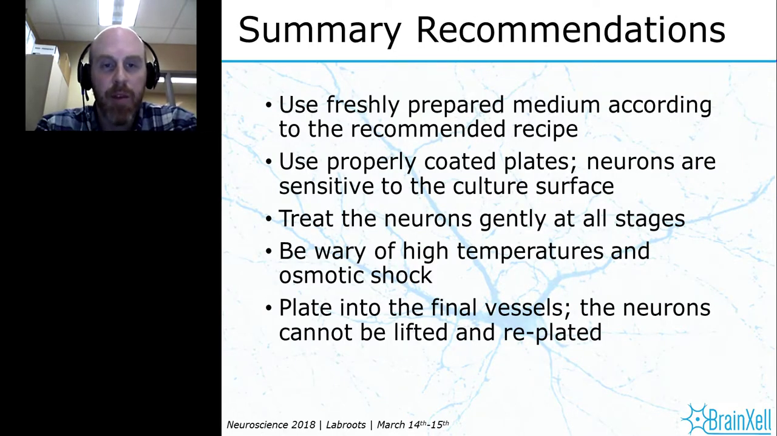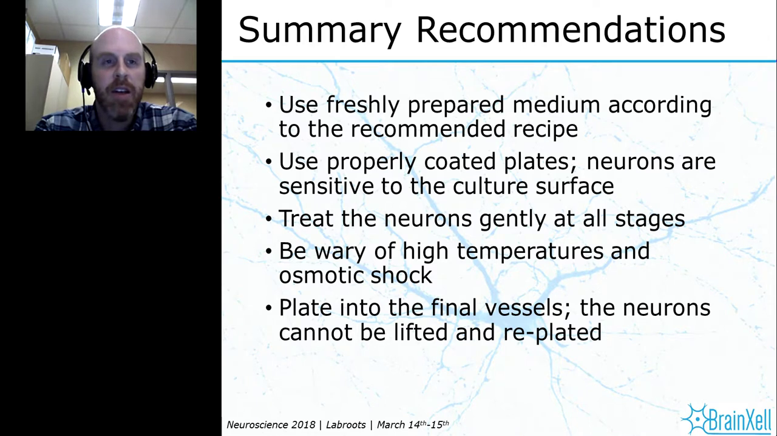Just to recap some of these practical tips very quickly, we recommend using freshly prepared media, to the recipe that we recommend or others, and our recipe is relatively standard. We also recommend using freshly coated plates that you either coat yourself or get from a commercial supplier. We've actually found that the ones we coat ourselves are a little bit better.